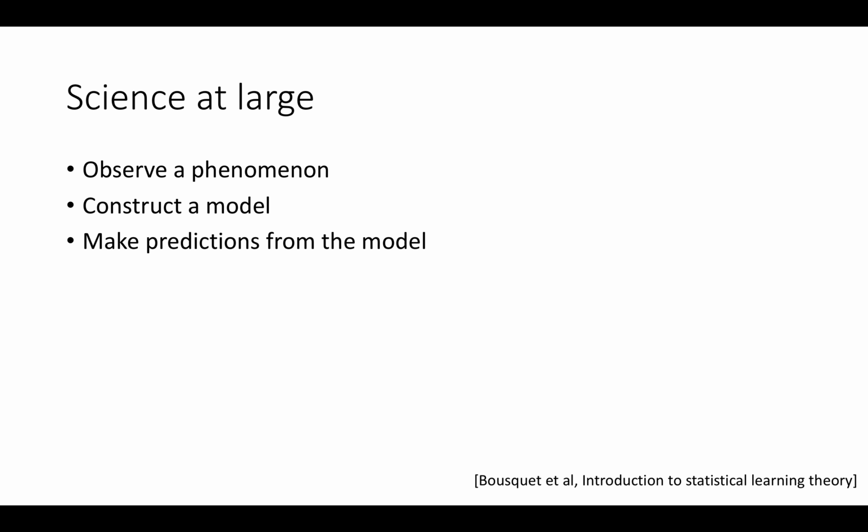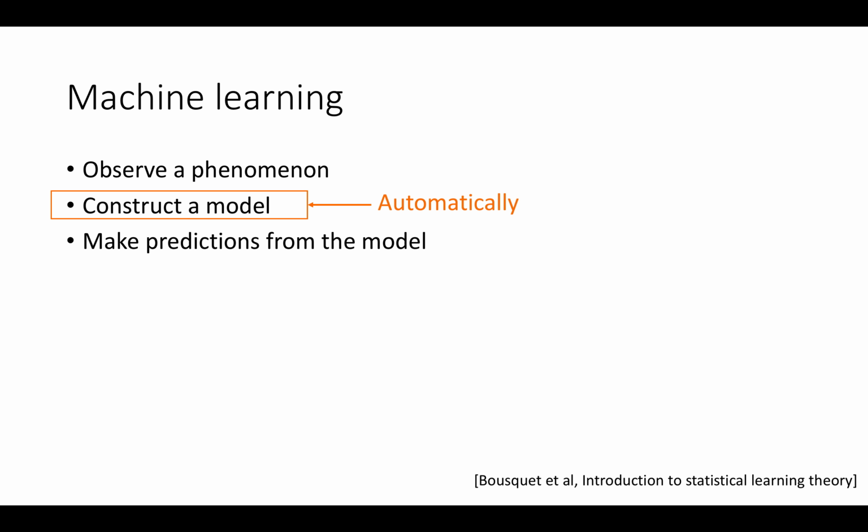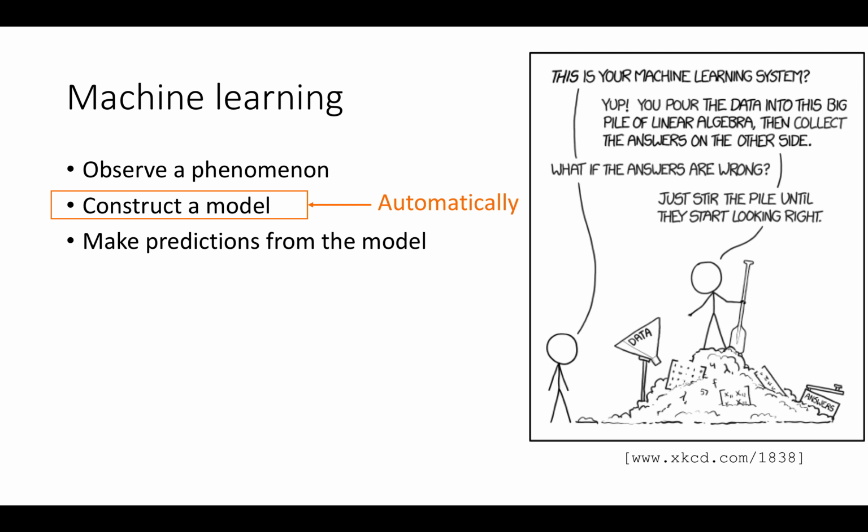If we begin where it all starts and look at what often happens during scientific experiments, you observe a phenomenon and then you try to construct a model that explains it. Then to make sure that your model really explains it, you make predictions from the model and hope that they fit the other observations of the same phenomenon. The difference with what machine learning is trying to do is that here the model is constructed automatically. And to be more precise, this is the comic that illustrates the problem really well.